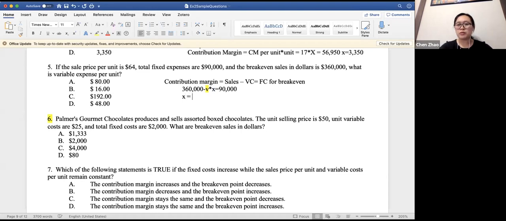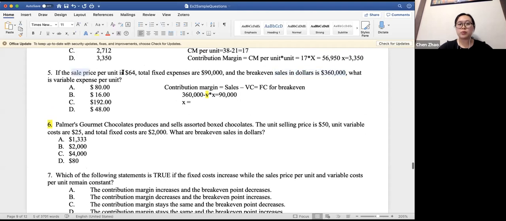We don't know the total number of units, but we know sales in dollars is $360,000. And we also know that the sales price is 64. So that means our sales in units, or X, is actually 360,000 divided by 64. Okay, and that is using my phone. 5,625.